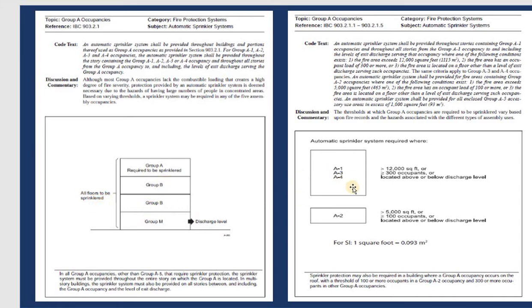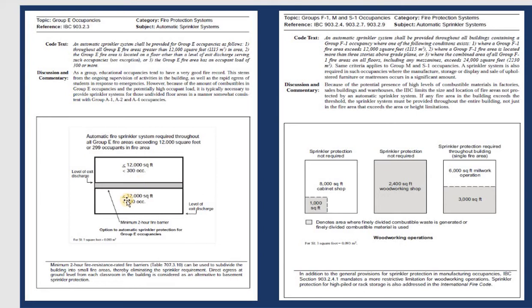In the other one, you can see if occupancy group A is larger than 12,000 square feet or has more than 300 occupants on the level of exit discharge, an automatic sprinkler system is required. If it is A2 only and larger than 5,000 square feet and more than 100 occupants, located at the discharge level, we also need a sprinkler system.